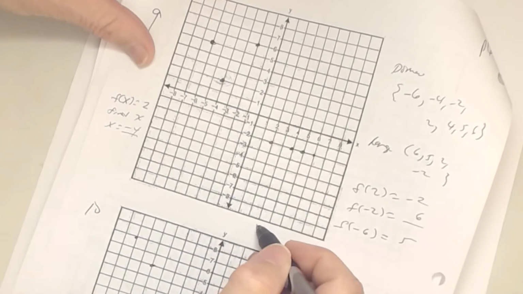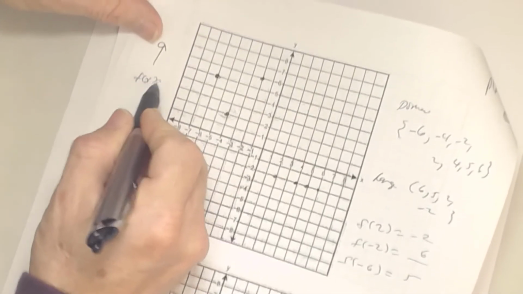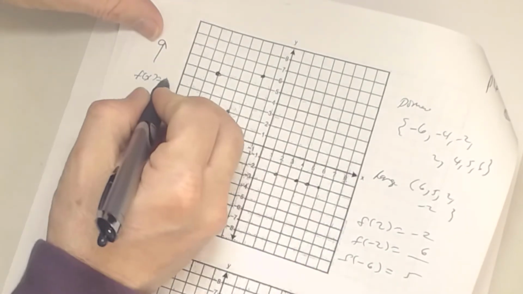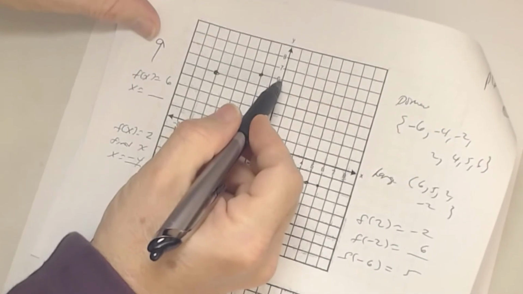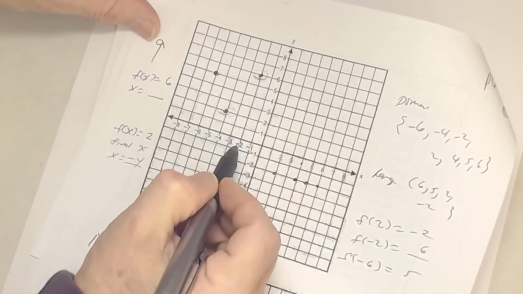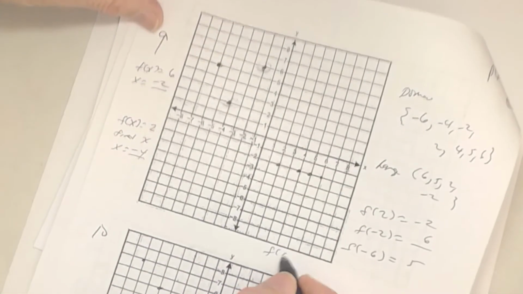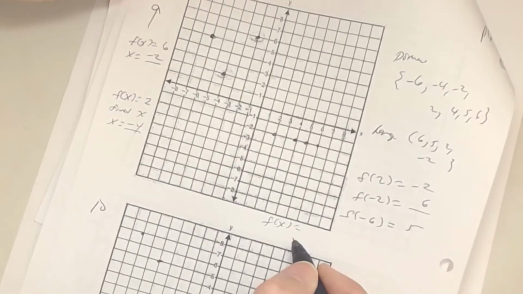What about this one? Let's go ahead and put that here. f of x equals 6. What's x? -2. Y'all agree? Because when y is 6, here's my corresponding point, and that x coordinate here is -2. What about this? f of x equals?